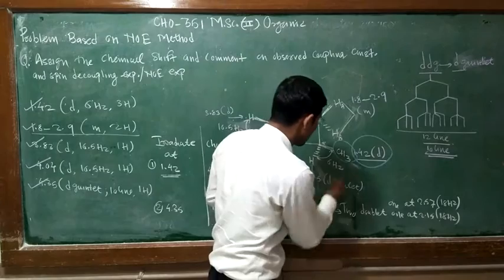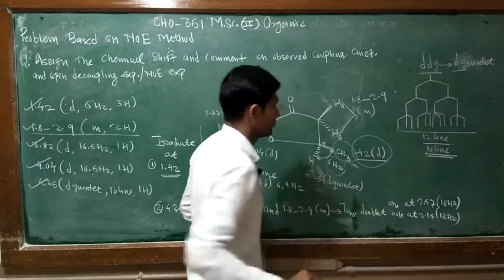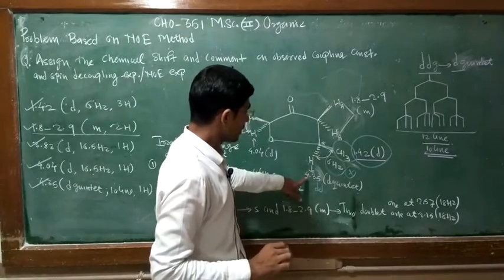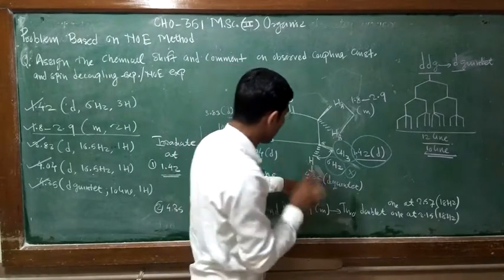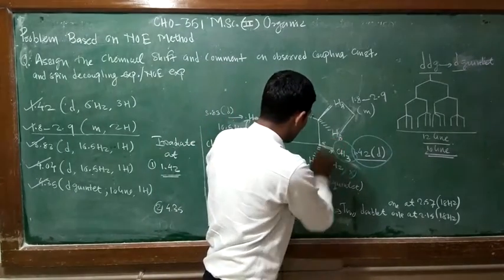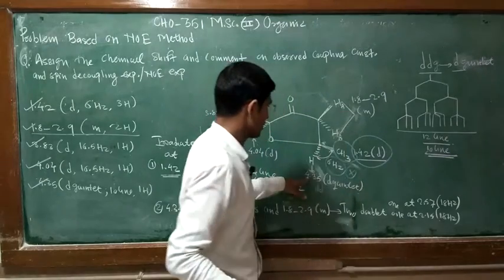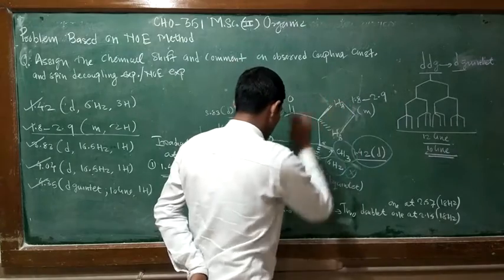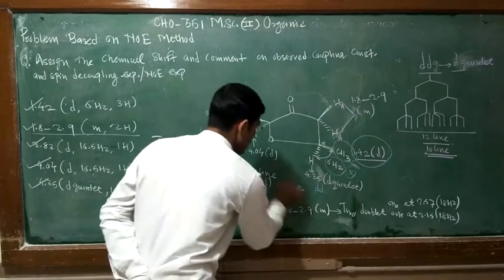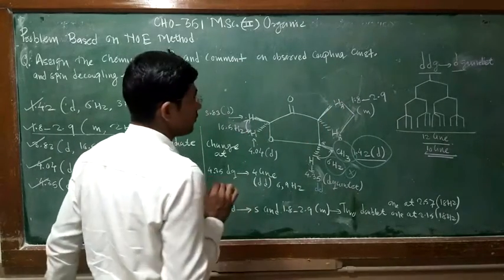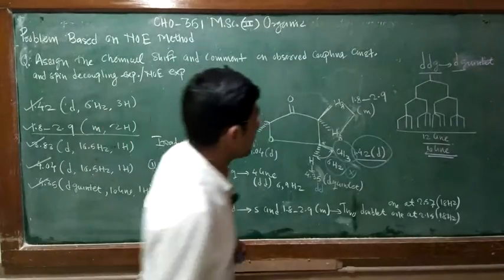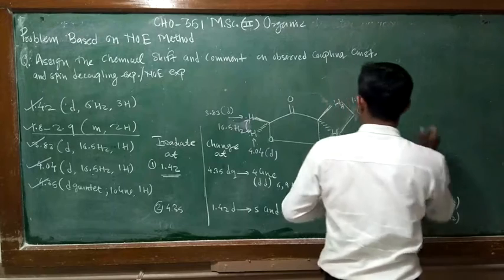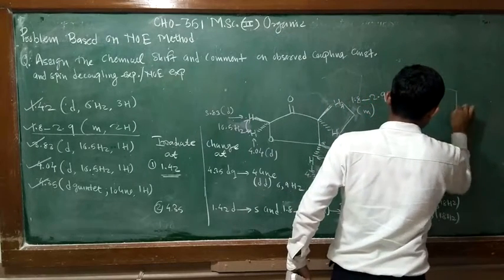Meaning 6 hertz coupling is not possible here. This coupling is not possible. So instead, this 4.35 is coupled with this HB and coupled with this HA, with different coupling constants, 6 and 9 hertz. So we can predict the situation like this because of this irradiation.